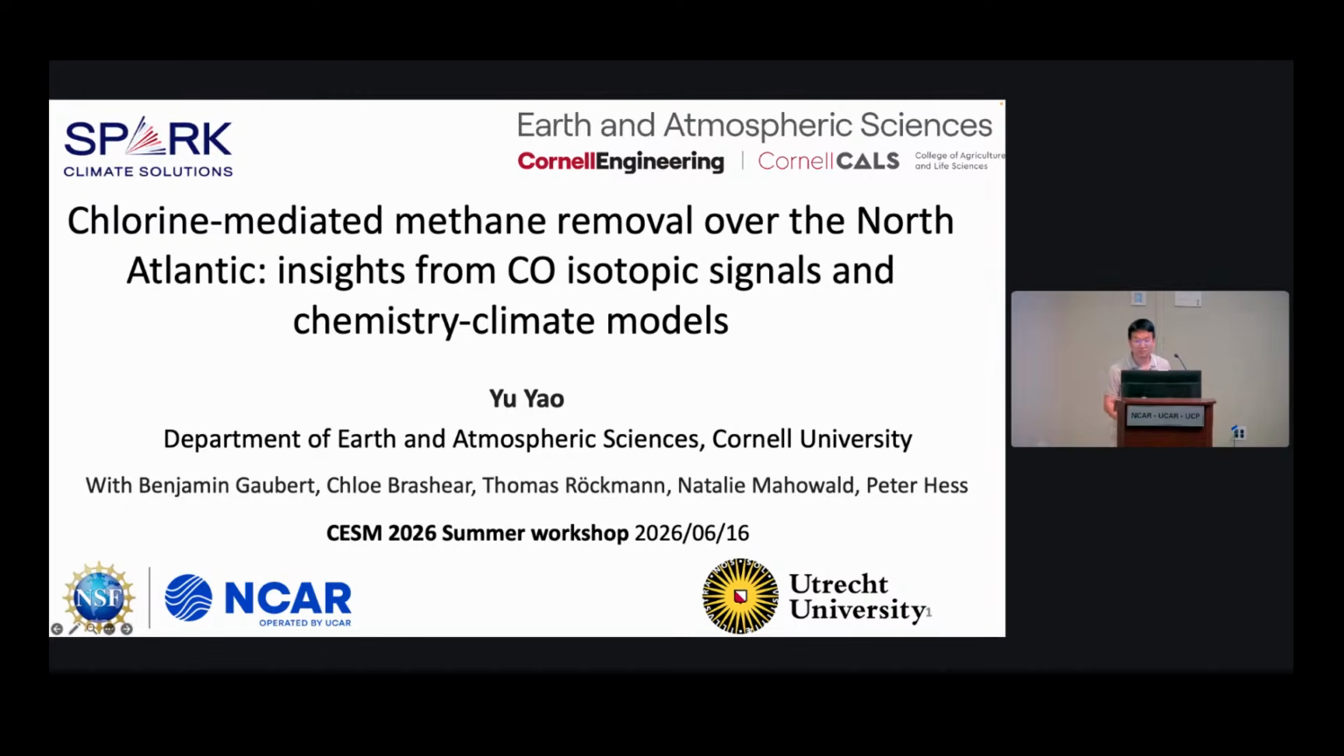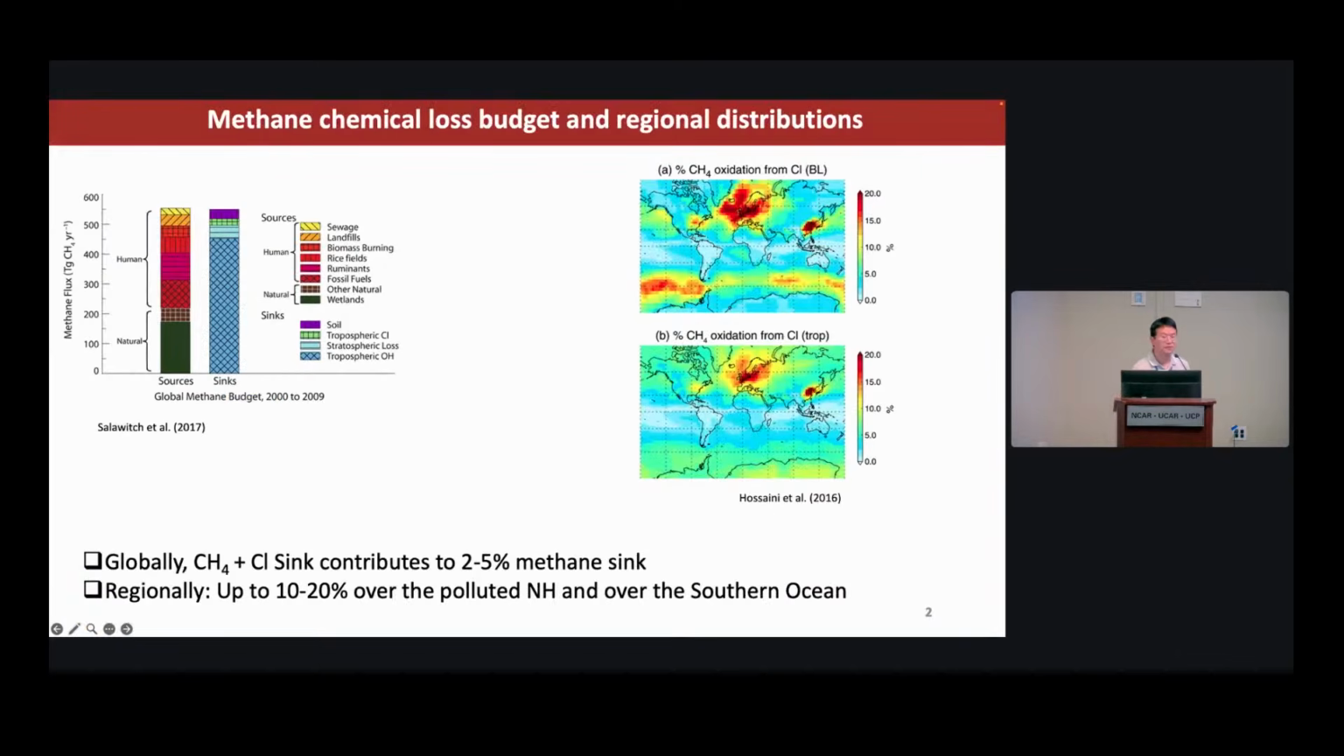This slide is not moving. Oh, sorry. So as we know, methane is mainly removed by hydroxyl radicals, with a contribution of more than 90%. And chlorine may contribute less than 5% globally, but regionally it can be important. The figure on the right, from the model, shows that in some regions, the methane removed by chlorine can contribute more than 20% in the northern continents and also in the southern ocean regions.